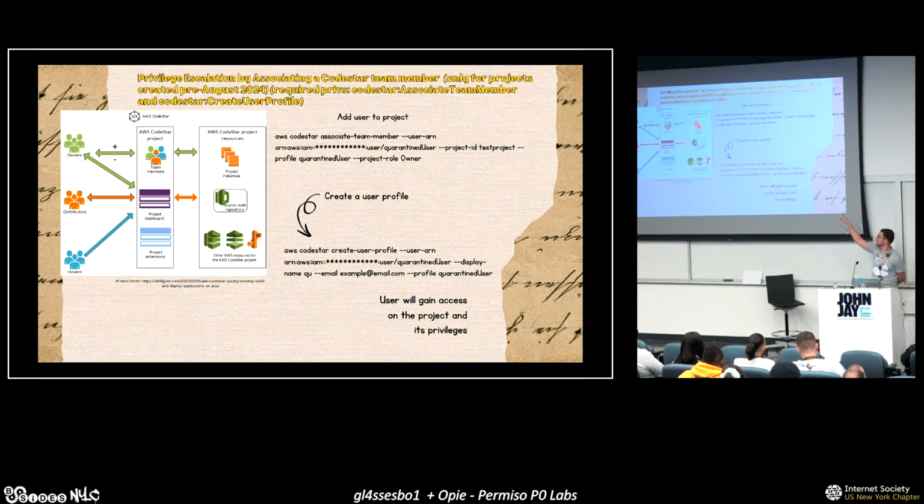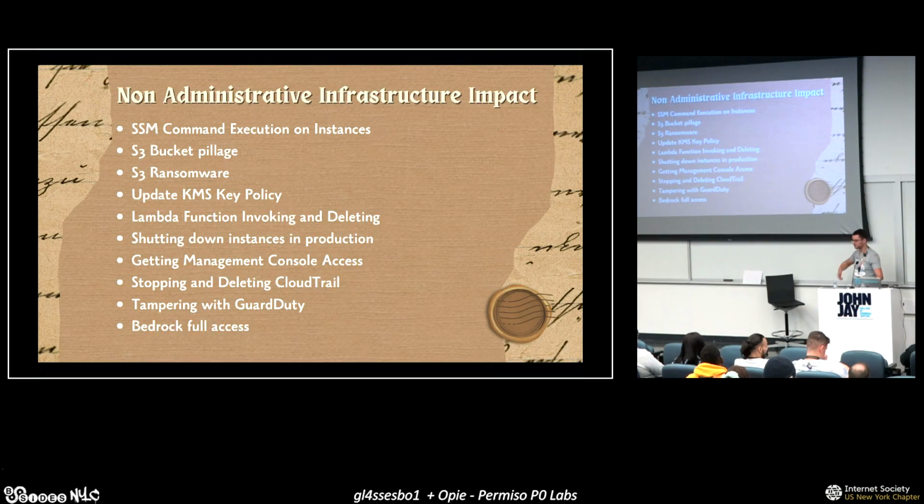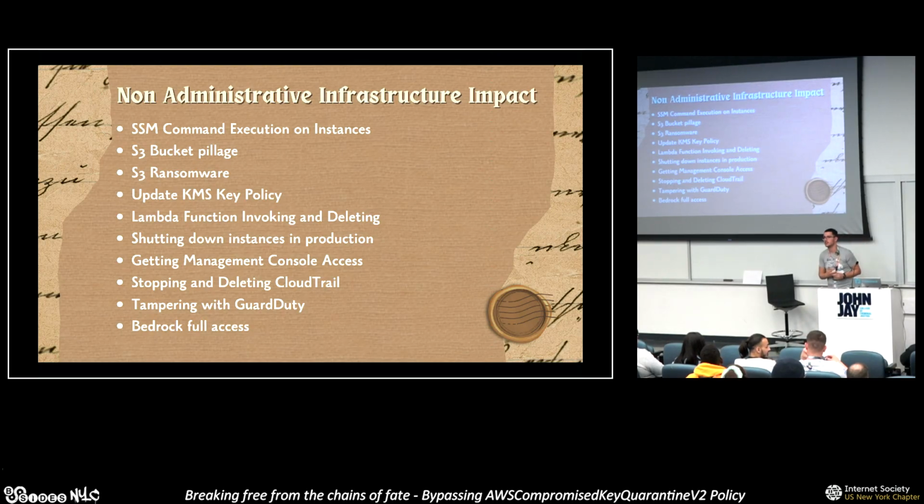So CodeStar as a service was deprecated in August 2024, but for projects that predate August 2024, you are also allowed to add a team member, again getting the privileges of the CodeStar role. And I'm not going to touch upon it much. Again, you can just create a pre-signed URL for SageMaker, giving you access to their instance and their role, again getting the privileges of the role. And this is the potential privilege escalation that you can make.